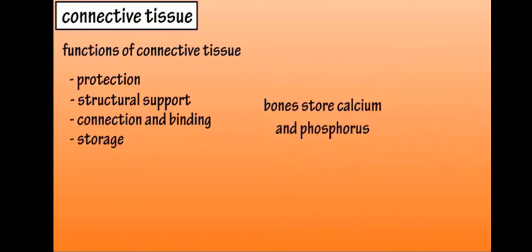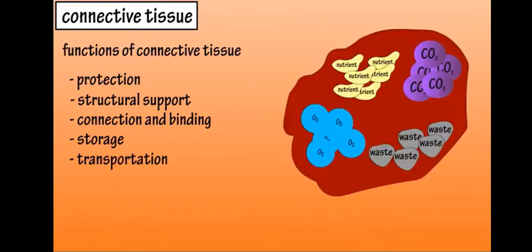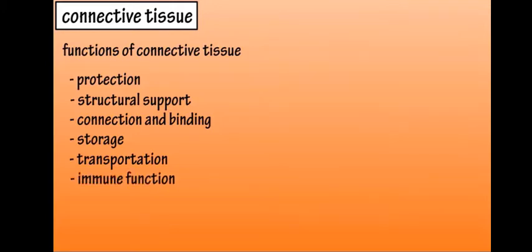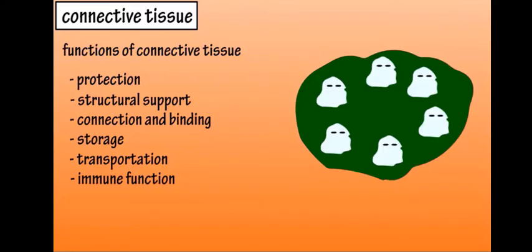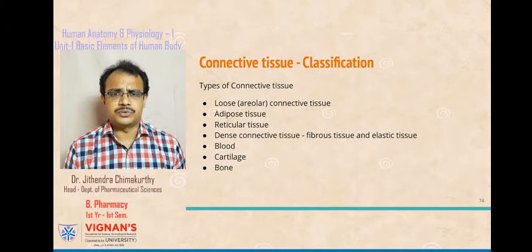It also provides for storage of some nutrients, as bones store calcium and phosphorus. It's important in transportation, as blood, which is a connective tissue, transports nutrients, gases, and waste throughout the body. And connective tissue helps with immune function, as many connective tissues contain white blood cells that protect the body from invaders. Now, let's see what the different types of connective tissues are.